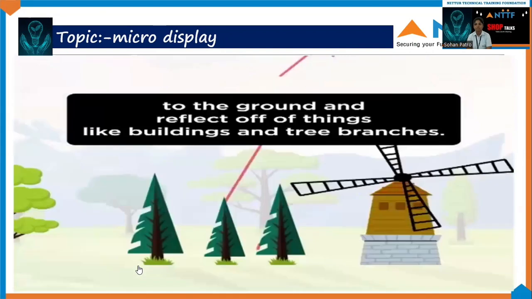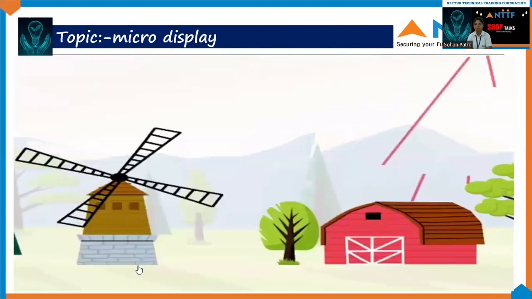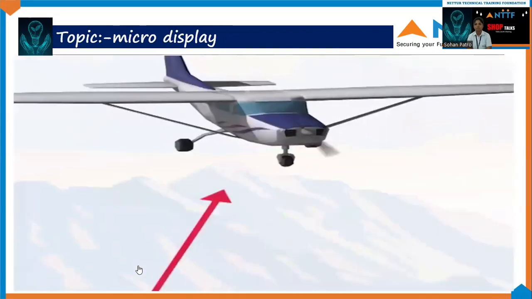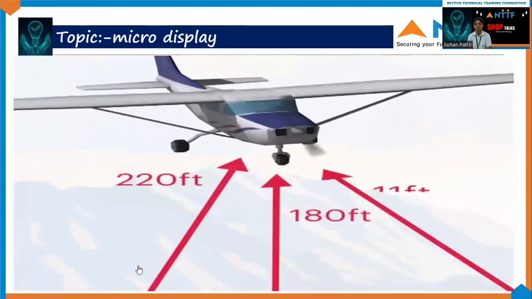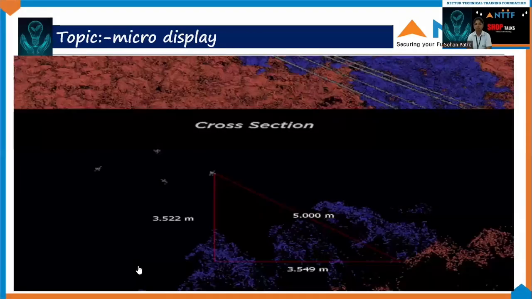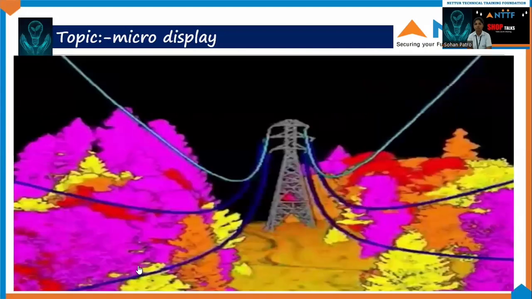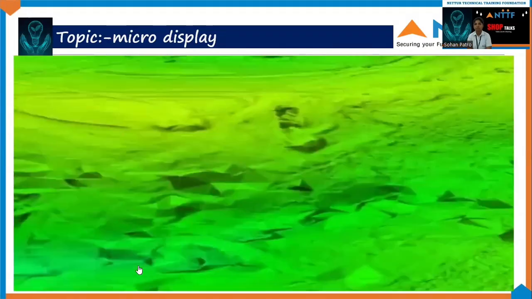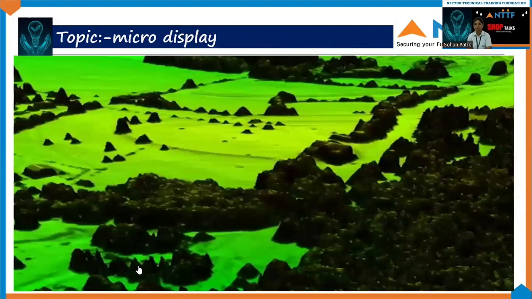Things like buildings. The reflected signal then returns to the LiDAR sensor where it's recorded and stored as a distance. LiDAR data can be used to estimate tree height, measure power line sag, detect changes in topography from one day to another, and numerous other applications.